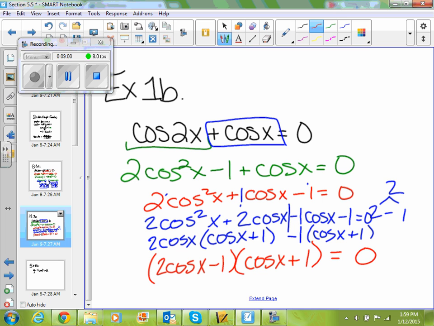Everybody kind of follow how I factored that? It would be like as if this were 2x squared plus x minus 1. Just like that type of polynomial, except instead of x's, you're dealing with cosines.